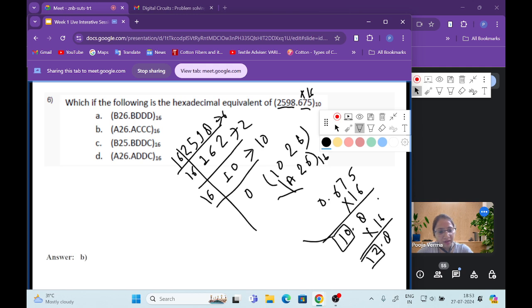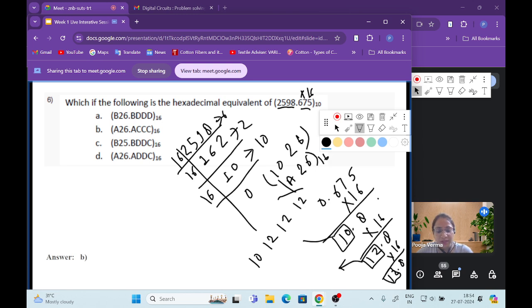Again discard this 12 for the fraction part, and again you will get 0.8 only. Again multiplied by 16, again you will get 12.8. Again it is coming 12.8. So you can end it here. So what are you getting from the fraction part? First is 10, and then 12, then 12, then 12.